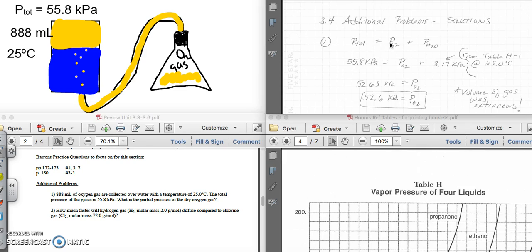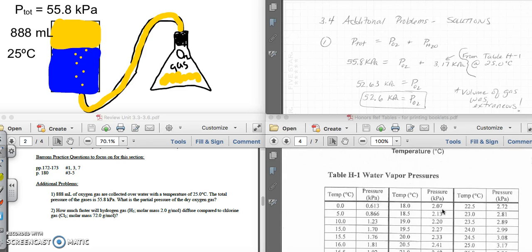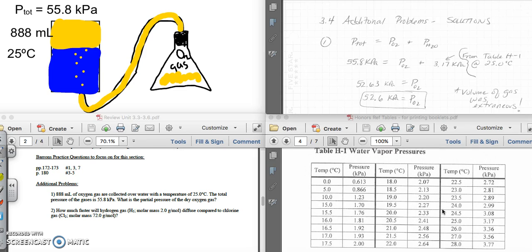So that's P total is equal to the partial pressure of the oxygen plus the partial pressure of the water. We know the total pressure is 55.8 kilopascals. The partial pressure of the oxygen is what we're trying to figure out. And this number here, this 3.17 kilopascals, you could either interpret it from table H, the vapor pressure of liquids, or if you notice there's a little bit more detail in this chart down here, table H-1. At 25 degrees Celsius here, the pressure from water vapor is 3.17 kilopascals, or kPa. So that's where this number came from.